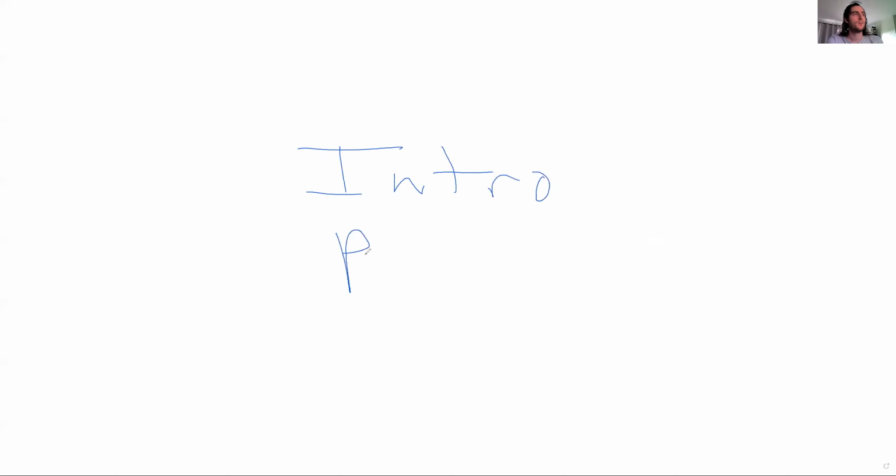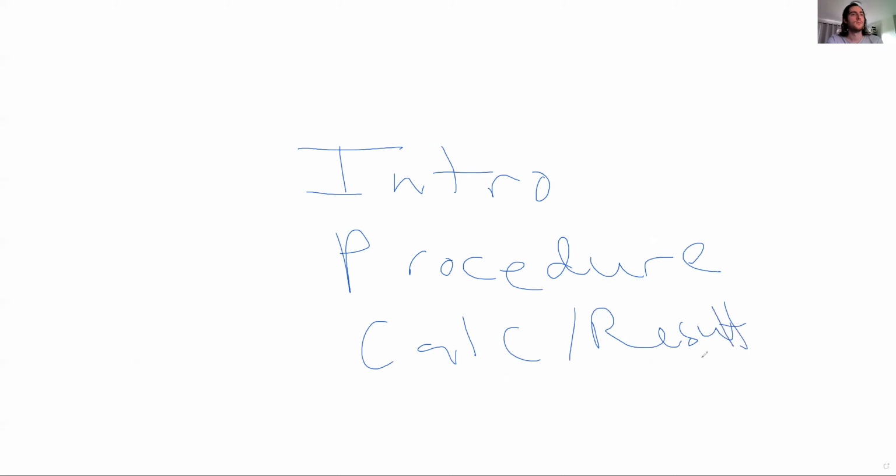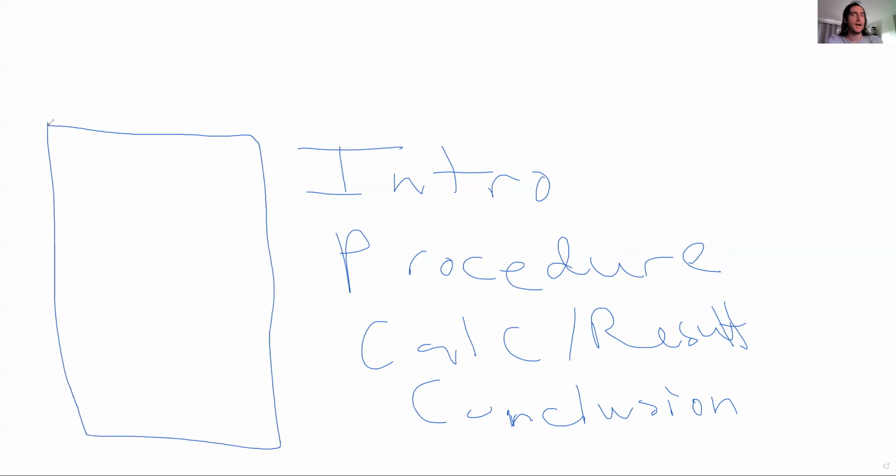Intro, procedure, calculations, results, and conclusions. If you're asking me directly how your lab report should look, like literally if I look at your lab, how should it look? Well, you should have a title, right? You should have your name. You should have Lab 1. That helps me sort it out in the grade book.